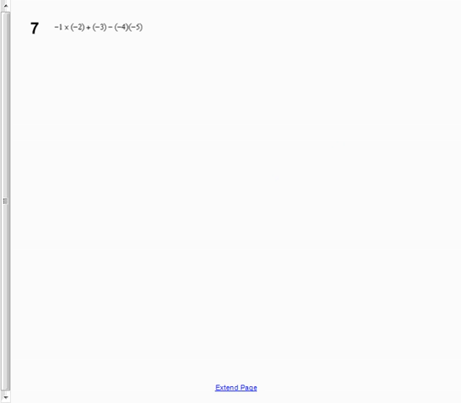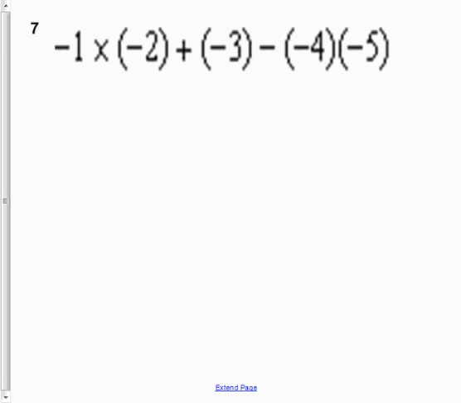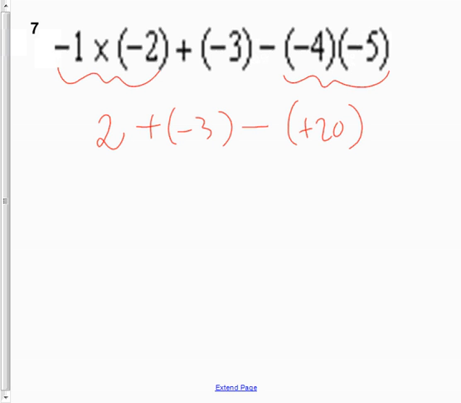The next question, interesting. Only 2/3 of the class got it right. 1/3 of the class got this question wrong. So this is an order of operations question. The first thing you should do is your multiplications. So there's 2 of them right there. What I'm going to do is simplify both of those multiplications first. The product of -1 and -2 is +2. The product of -4 and -5 is +20.